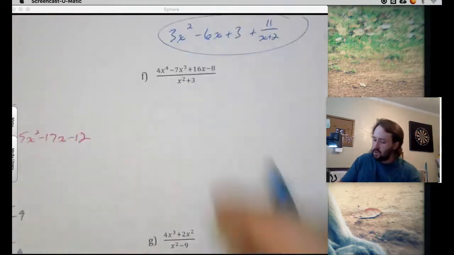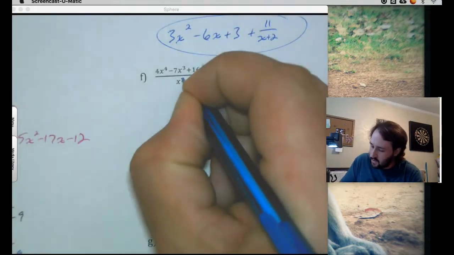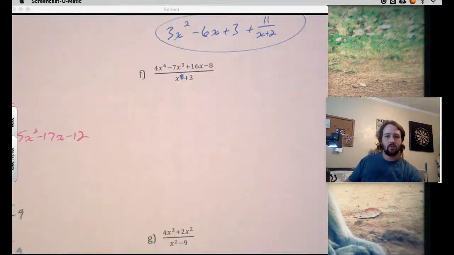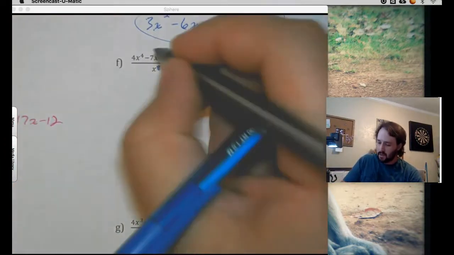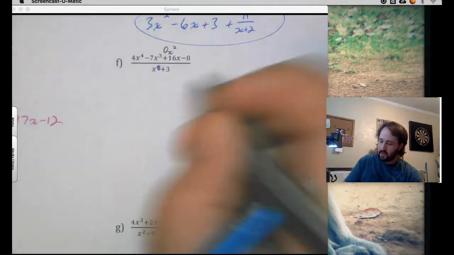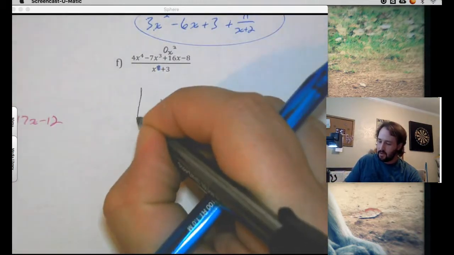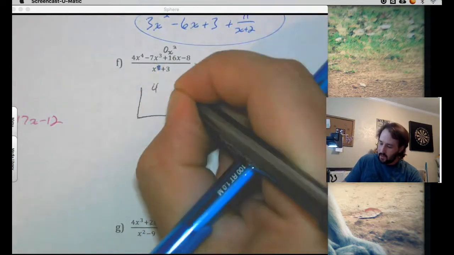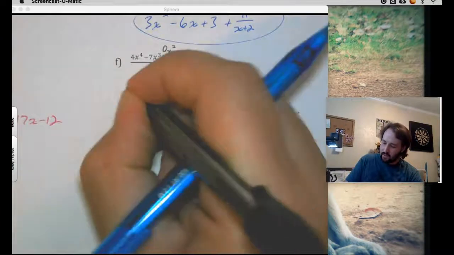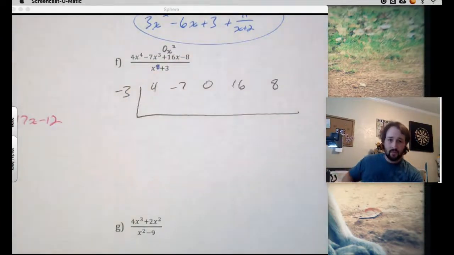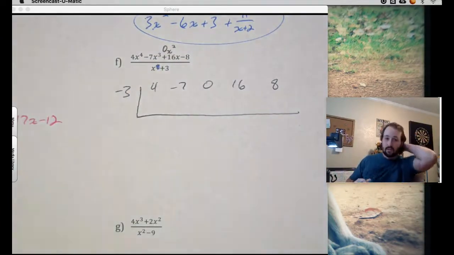I want to show you another one. So just get rid of that squared right there. That squared is no longer there, so we are dividing by x plus 3. So first thing I notice, I have 0x squared, so I'll need to put in a 0 placeholder. So I have 4, negative 7, 0, 16, and 8. On the outside, remember to solve for your x equals, so it should be negative 3 on the outside.